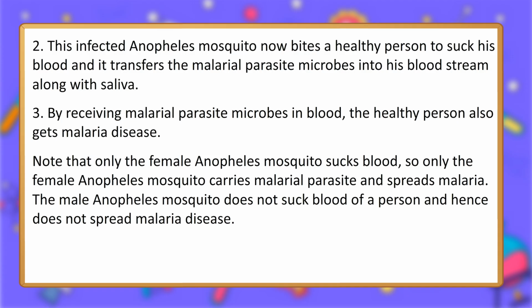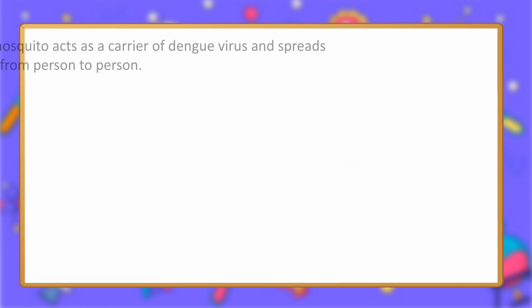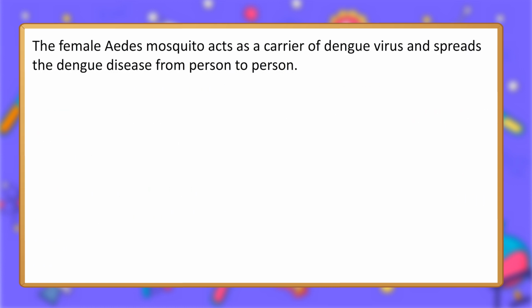Note that only the female Anopheles mosquito sucks blood, so only the female Anopheles mosquito carries malarial parasite and spreads malaria. The male Anopheles mosquito does not suck blood of a person and hence does not spread malaria disease. Another disease spread by mosquitoes is dengue. Dengue is caused by a virus. The female Aedes mosquito acts as a carrier of dengue virus and spreads the dengue disease from person to person.